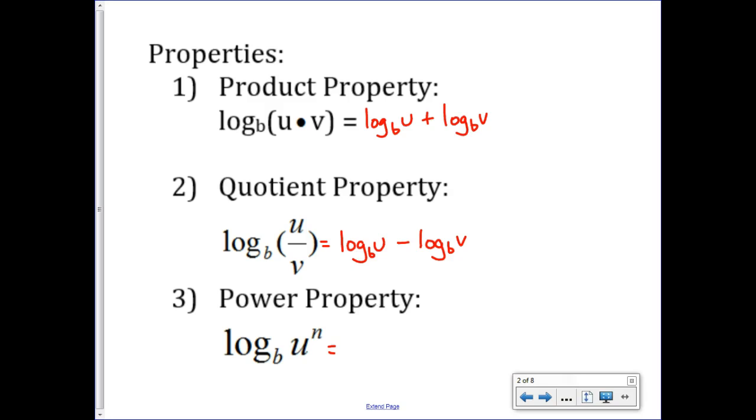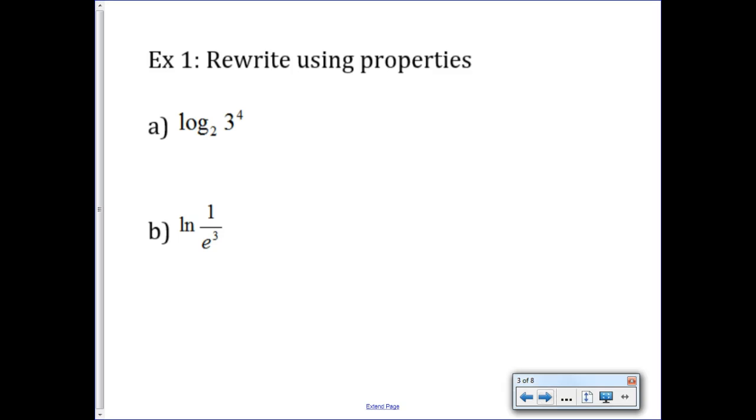One thing we can do with that exponent, if we have u to the nth power, we can take the n out front and multiply by the log of u base b, and then there's no more exponent there. That will help us in simplifying a few things. So, using our property, we see that exponent there. That tells us we can just bring it right out front and write this as 4 log of 3 base 2.